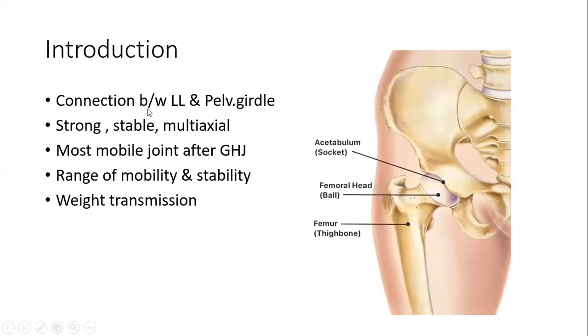Hip joint forms the connection between the lower limb and pelvic girdle. This point is important because this connection, which is present in the form of hip joint, transmits the weight of the head and neck, thorax, and abdomen pelvis during the standing position to the head of the femur and neck of the femur via hip bone. So this connection is important in the form of hip joint, making it one of the weight-bearing joints of the body.